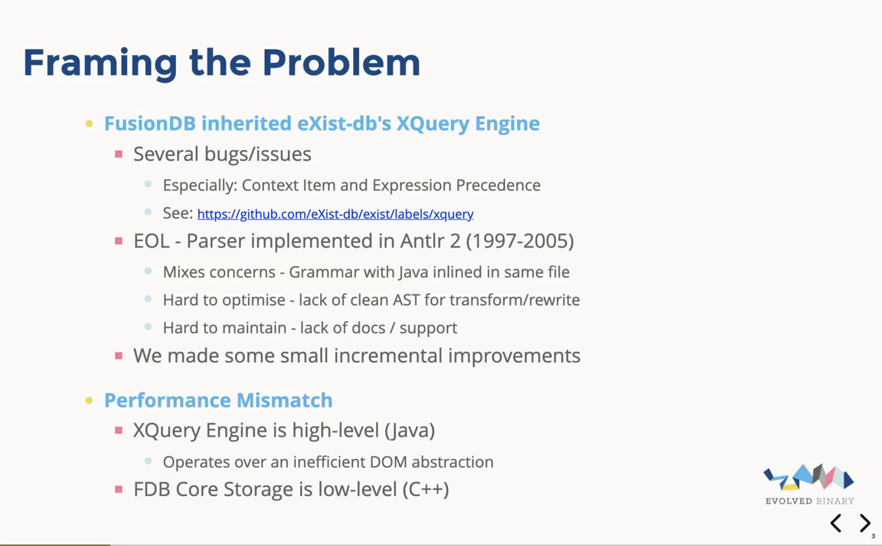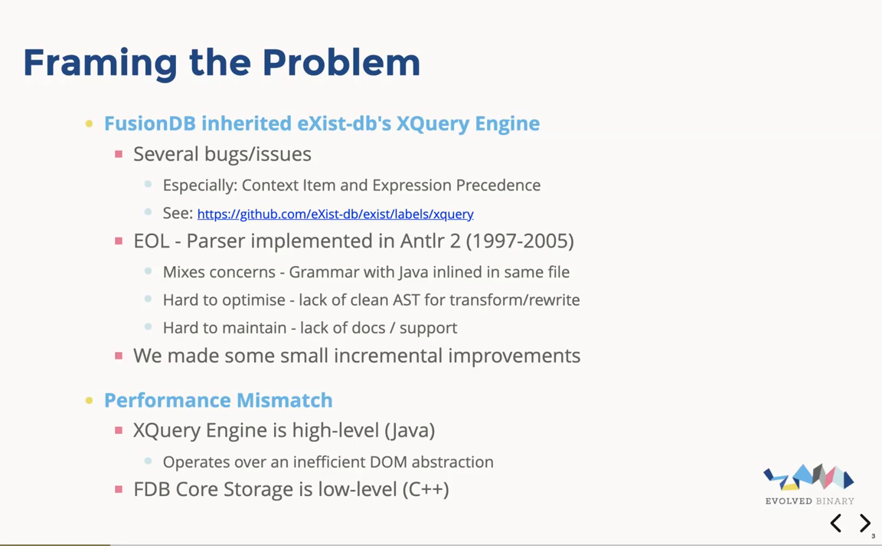One of the reasons for that is that there's also a performance mismatch between this query engine that we've inherited, as it operates in Java, whereas the core storage of FusionDB is in C++. Now, for those of you that have worked with Java and C++ before, every time you want to send data across that language boundary, there's some overhead involved because of something called the Java Native Interface that allows these two languages to talk together. So ideally, we want to eliminate that overhead.